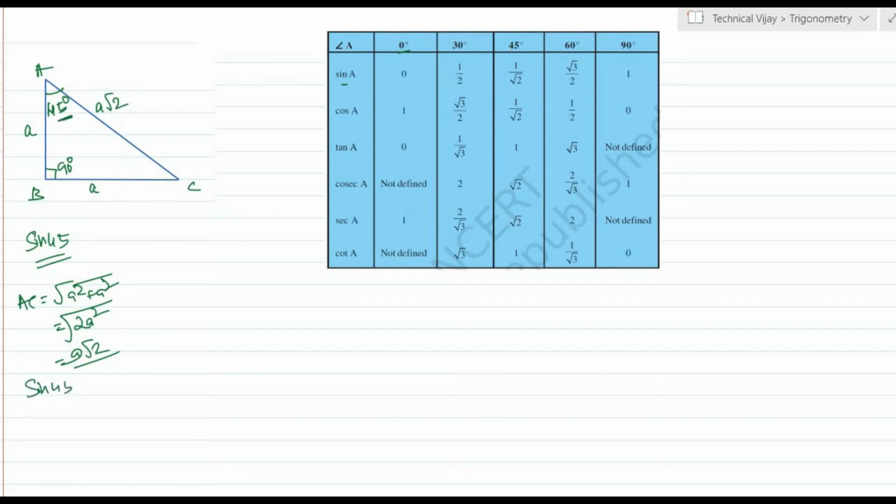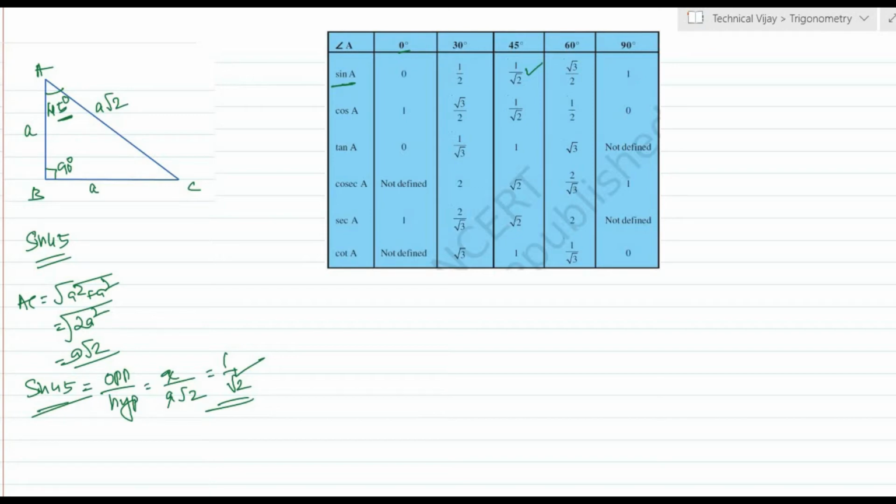For example, sine 45 is equal to opposite divided by hypotenuse. So opposite is a divided by a root 2. The a cancels, so this will be equal to 1 by root 2. So sine 45 is equal to 1 by root 2. This is the table which gives all the values: sine of 45 is equal to 1 by root 2.